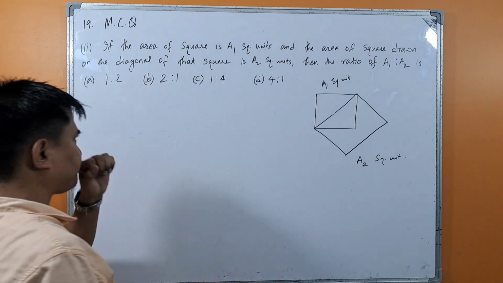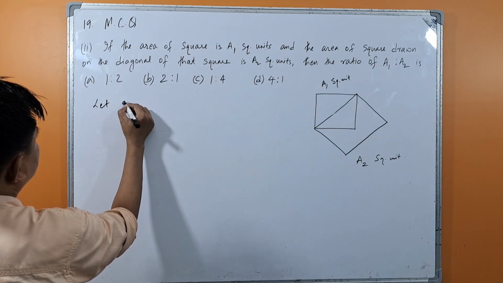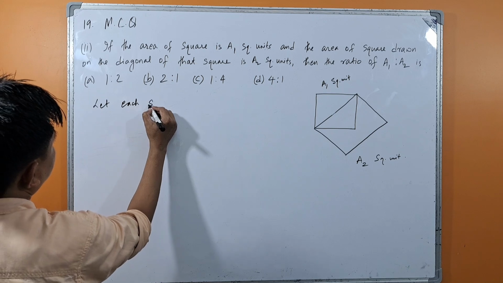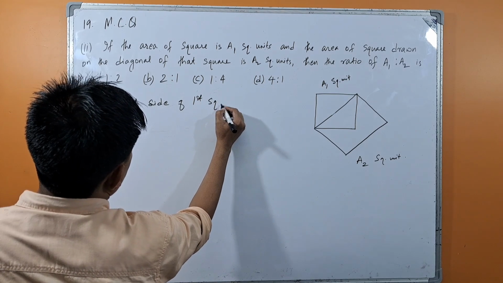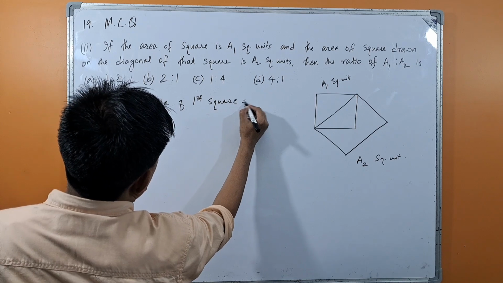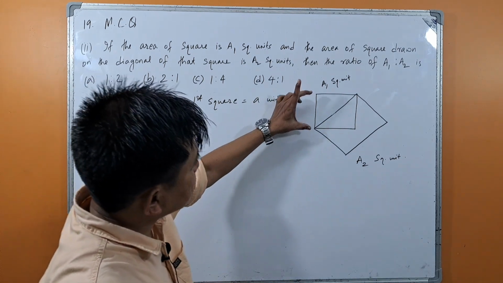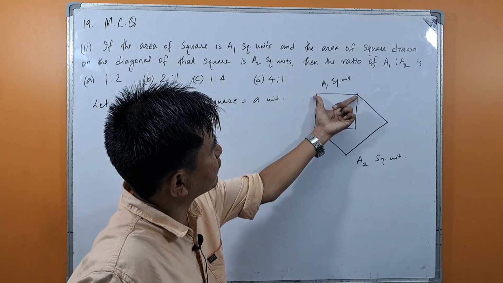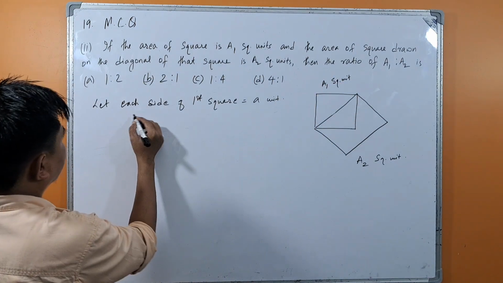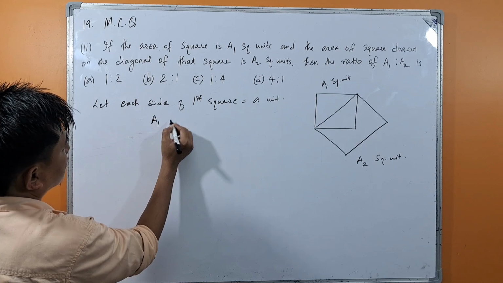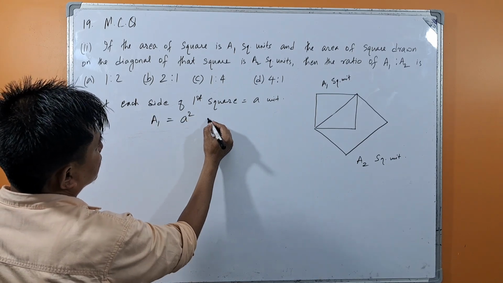Okay, now let each side of first square equal to A unit. I am supposing each side of this first square is A unit. Okay, A unit. This is A unit. So area, that is A1, equal to side square, isn't it? That is A square unit.